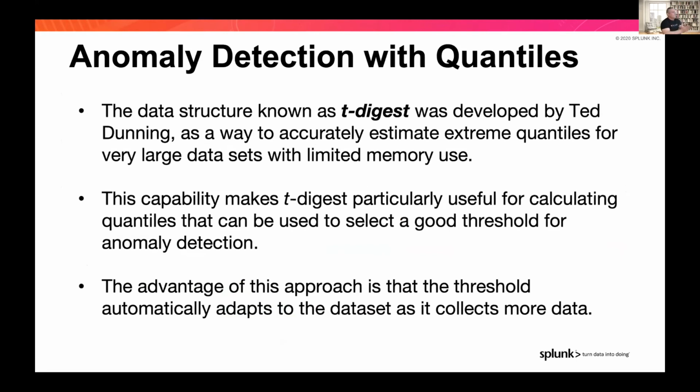So there's a data structure known as T-Digest that was developed by Ted Dunning as a way to accurately estimate extreme quantiles for very large data sets. And it makes it particularly useful for calculating quantiles to be used as a good threshold for that. So the advantage of this approach is that the threshold automatically adapts to the data set as it collects more data.